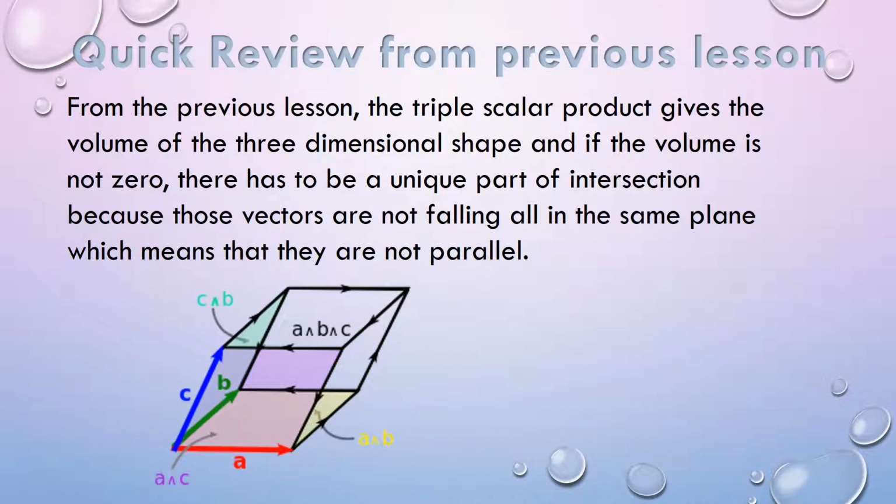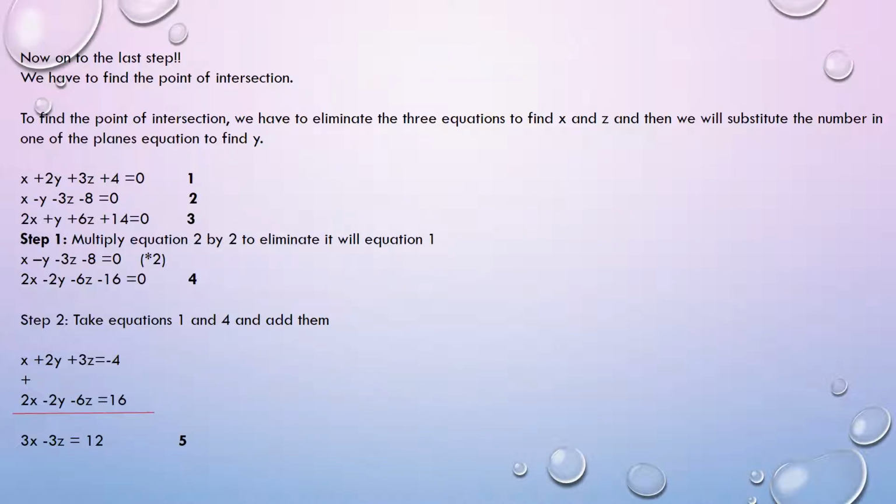A quick review from the previous lessons: the triple scalar product gives the volume of a three-dimensional shape, and if the volume is any non-zero value, the planes will intersect in a unique point, because the vectors are not lying in the same plane, which means that they are not parallel. So now onto our last step.